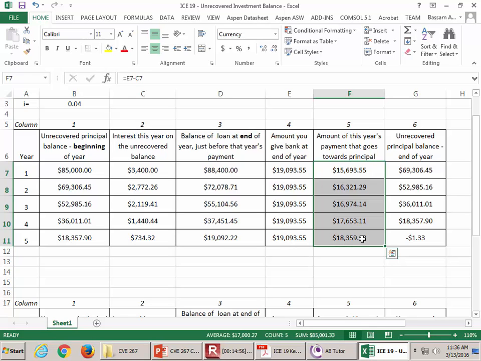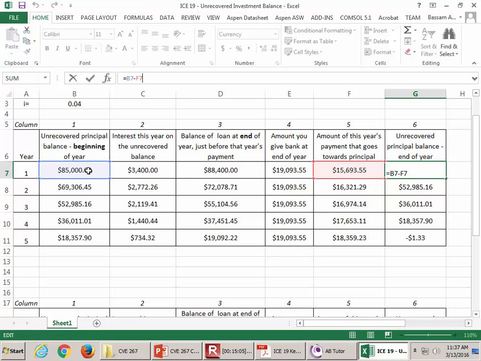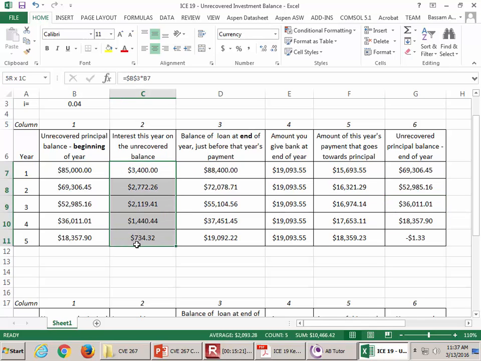And so the sum of all of your principal payments should equal how much they gave you in the beginning, and it does. The unrecovered investment balance is going to be how much they originally gave you minus the amount that went towards the principal for that year. So this is, in their eyes, the original principal that they gave you, how much they haven't gotten back yet, and then the interest, you can think of that as the bank's profit. So at the end, if we had the perfect payment amount, it would go to zero.